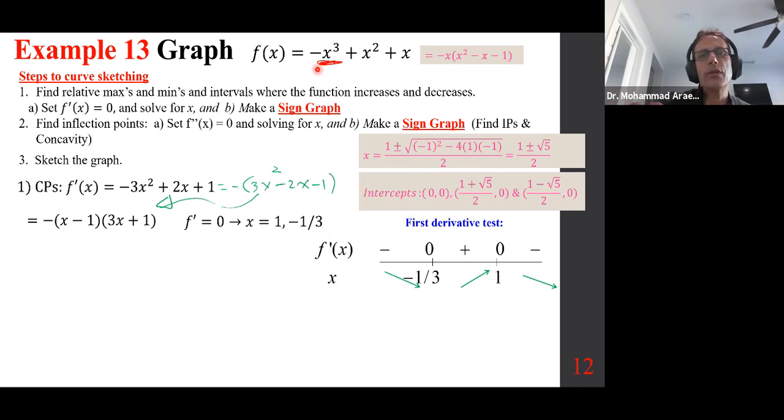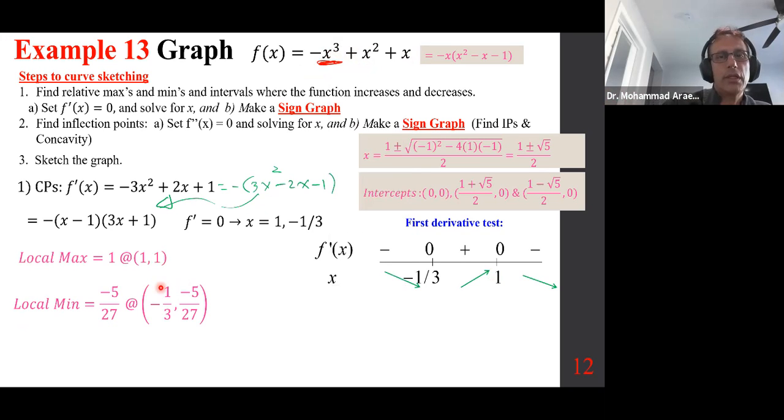If you plug in negative 1/3, you get negative, and then negative 1/3 to the third, plus negative 1/3 to the second, plus negative 1/3. And that adds up to negative 5/27. You can try it. If you plug in negative 1/3 here, I'm going to leave it for you to show that you do get negative 5/27. Therefore, local max equals 1, when you plug in at 1. Local min is equal to, when you plug in negative 1/3, negative 5/27. At negative 1/3, minus 5/27.